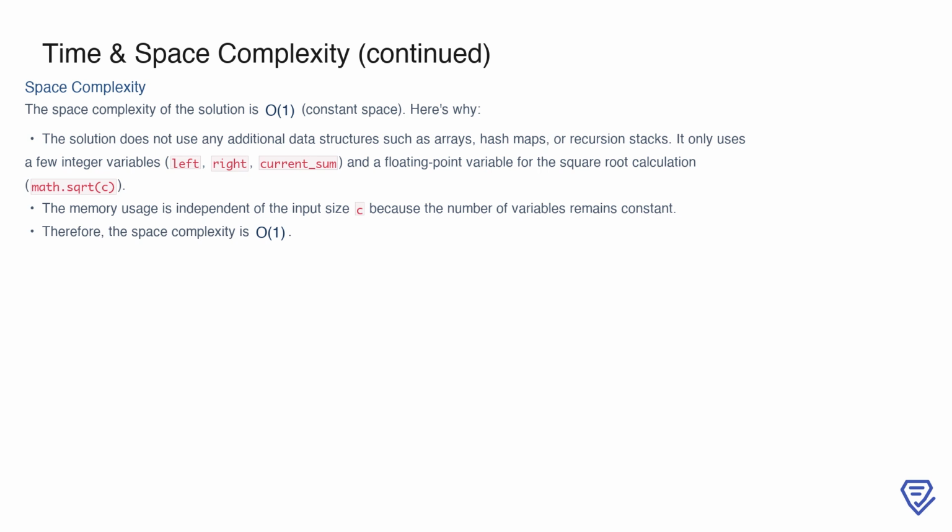This is because the algorithm does not rely on any additional data structures, such as arrays, hash maps, or recursion stacks. Instead, it only uses a small number of variables, including two integers for the pointers, left and right, an integer for the current sum, and a floating point variable for the square root calculation. Since the number of variables does not grow with the input size c, the memory usage remains constant. As a result, the space complexity is independent of c and is classified as O(1).